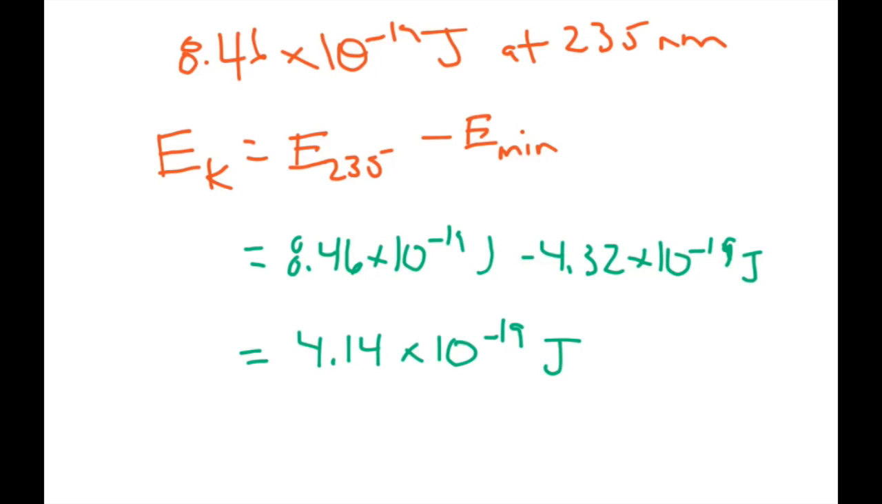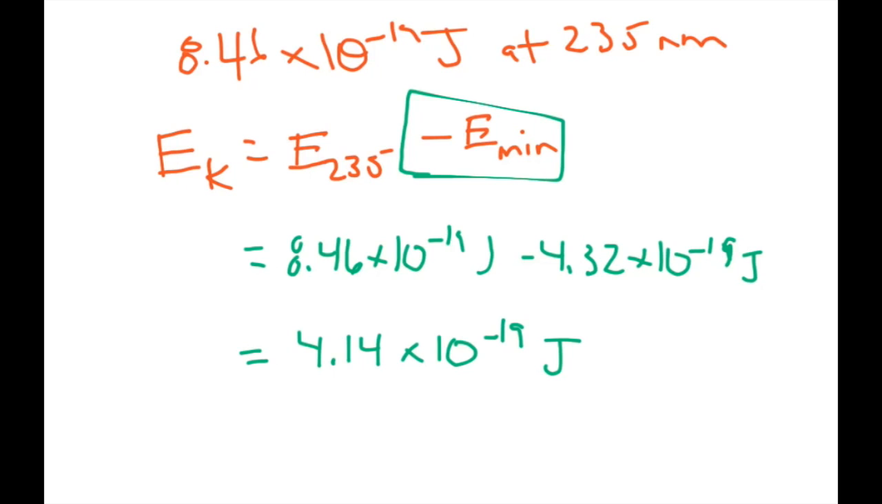So that is the maximum possible kinetic energy of the emitted electrons. We subtract out this minimum here, right? We subtract out the minimum because we have to get past that barrier first before we get any electrons to come out. Okay, so at 235, we take that minus the minimum because that minimum energy will be absorbed by the metal. So we need to overcome that first, and then anything left will be the energy that can be turned into kinetic energy.